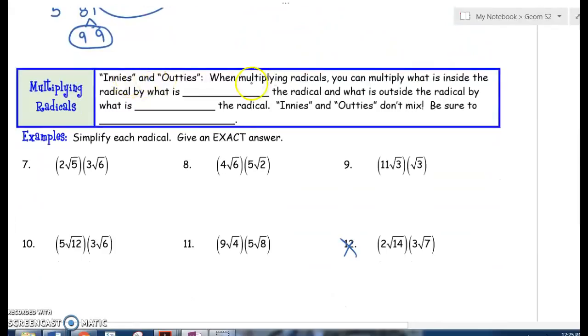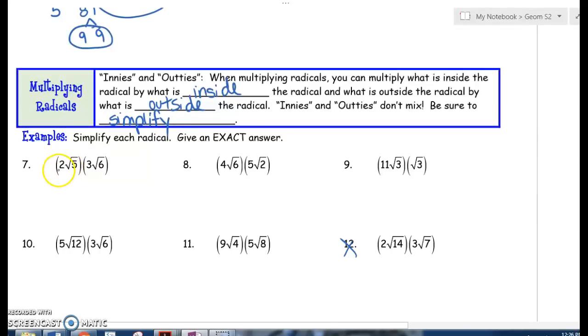Innies and outies. When multiplying radicals, you can multiply what is inside the radical by what is inside the radical, and what is outside the radical by what is outside the radical. Innies and outies don't mix. Be sure to simplify. Let me show you what I mean by this.